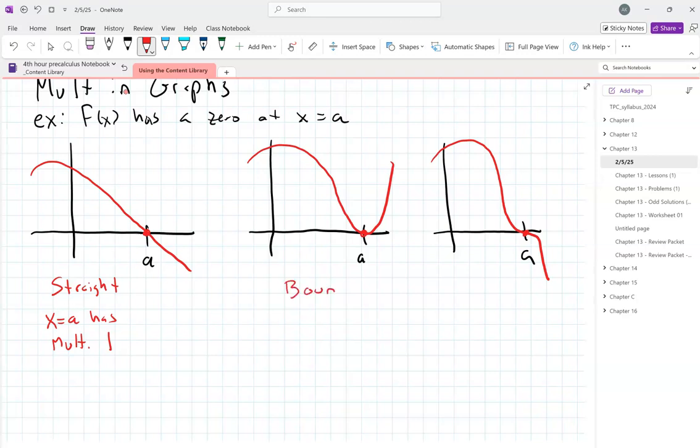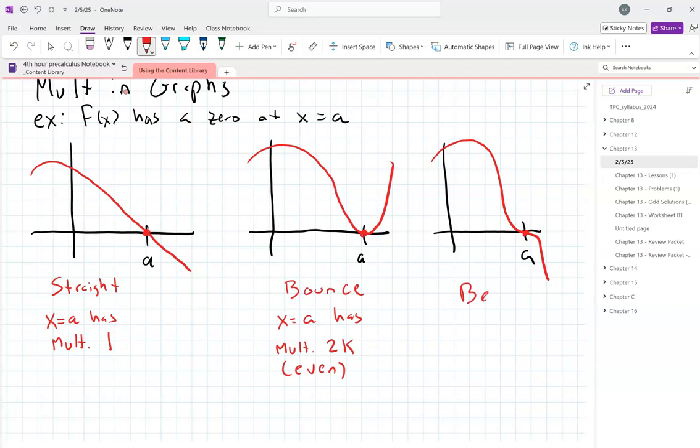This second situation where it looks like it hits the x-axis and then bounces off of it is called a bounce. If that's the situation, then x equals a has an even multiplicity. That solution could be used 2 times or 4 times or 6 times or 8 times. I don't know how many times is the top limit, but I know it's going to be used at least 2 times. Everybody's okay with that? And it has to be an even, so it couldn't be used 3 times or 5 times or whatever.